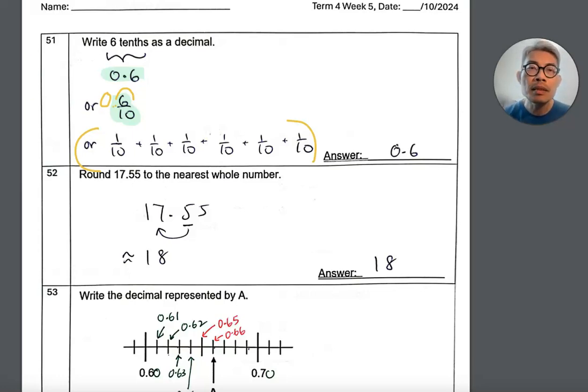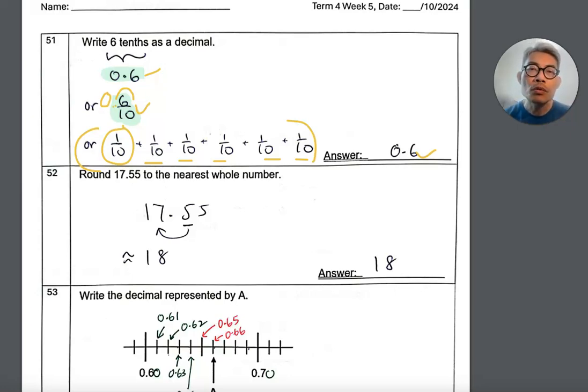Now, 6/10 means this is 1/10, 2/10, the third 10, the fourth 10, the fifth 10, the sixth 10. Add together, you get this, and you can convert it to a decimal. Actually, for such a question, if you are very good, you don't even need working to do this.